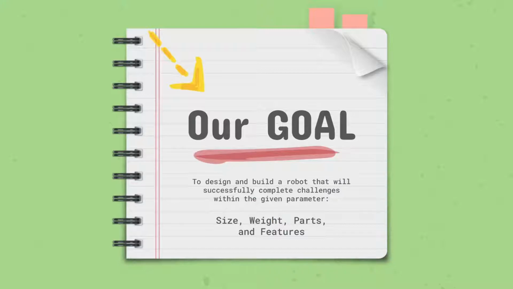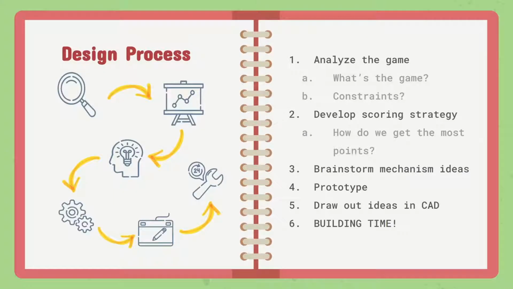All right, so the design processes we use in FTC are first to analyze the game. So, what is the game? What are the constraints? Then to develop a scoring strategy. So, how do we get the most points out of the game? Third is to brainstorm mechanism ideas, then prototyping it, drawing it out on CAD, and finally building.